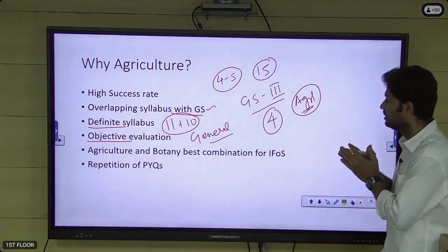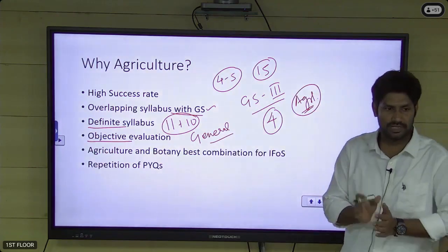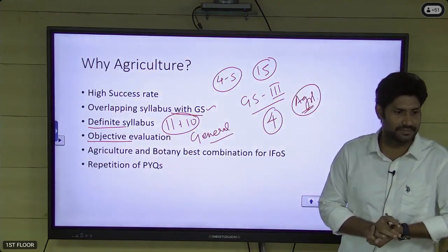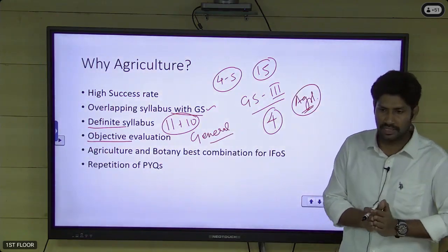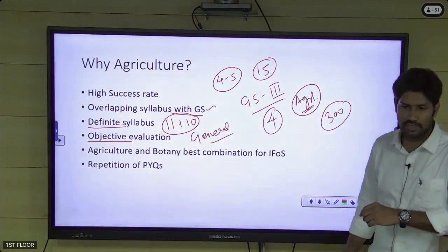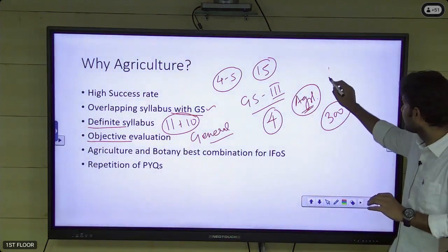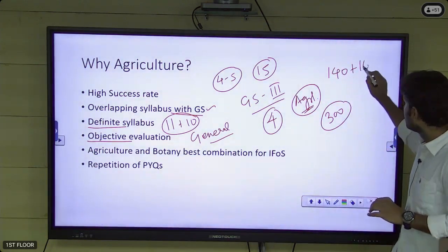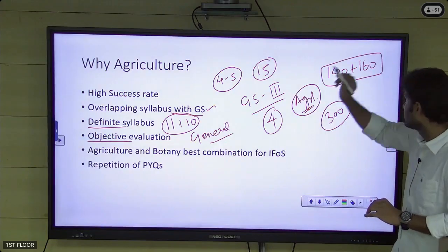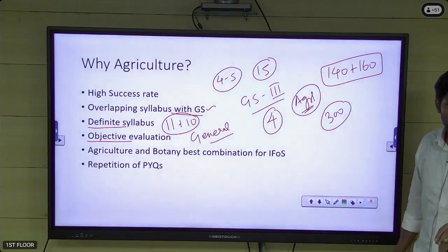Actually, our strategy in agriculture optional, as for any optional, our aim is to score the magical number 300. For any optional student, they try to score more than 300. This is an extraordinary score, a very good score in the optional paper. So in our agriculture optional, this is the split up. In paper 1, we can score 140.